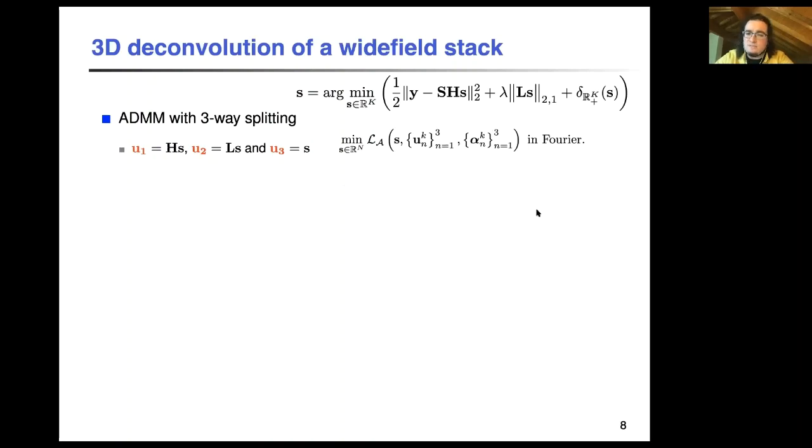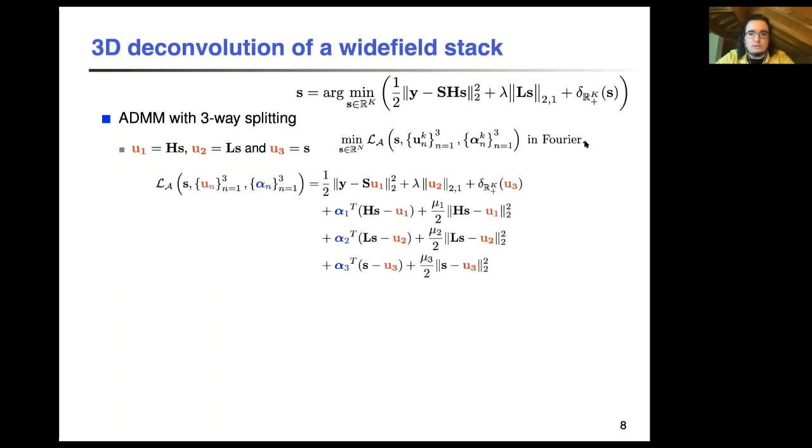In this specific case, we choose three dummy variables, U1, U2, and U3. And you see that they correspond to what is evaluated in each of the terms of the cost function. The benefit is that the linear part of the optimization in ADMM, so when you solve for S in the augmented Lagrangian, can be done in Fourier. So specifically, the augmented Lagrangian looks like so.